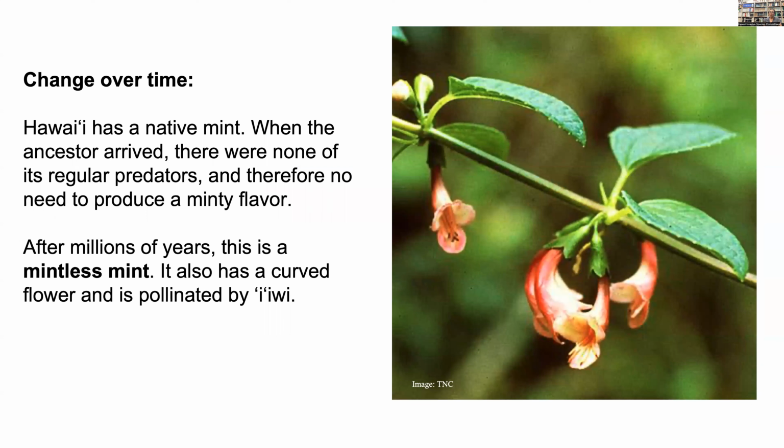Another change over time, Hawaii has native mint. And when the ancestors arrived, there were no ungulates because pigs don't fly. They're very bad at riding currents, things like that. And so there were no effective predators of mints here. And so why produce a minty flavor, which is its defense, if you don't need it? So put all your energy towards what you need to be able to grow and thrive, and maybe tone down those genes that produce mint. And that's what happened. We have a mintless mint, and you can see what the curved flower looks like, and you know what pollinates it.